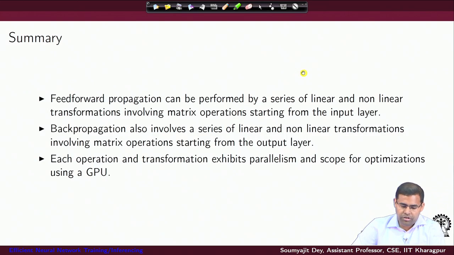If we try to summarize the way neural network training works, you have a feed forward propagation which is performed by a series of linear and nonlinear transformations involving matrix operations starting from the input layer, and then you have a back propagation which again involves a series of linear and nonlinear transformations involving matrix operations starting from the output layer.